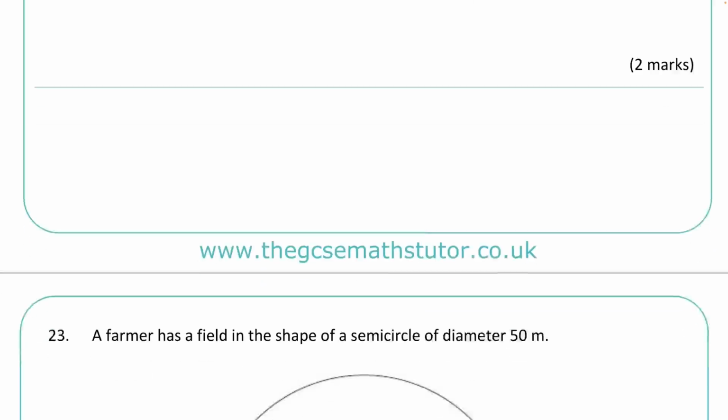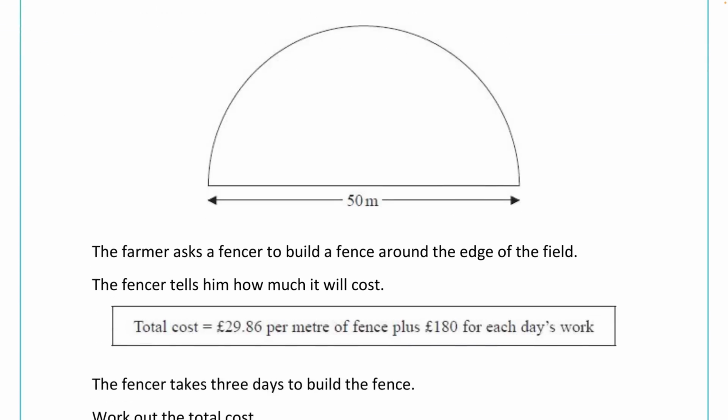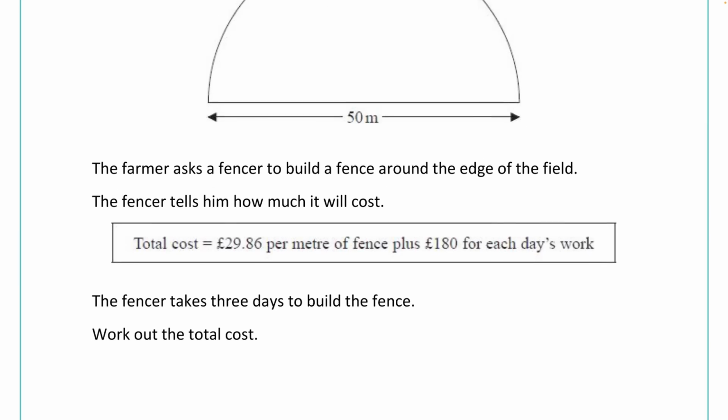Okay, our next question. We have a farmer has a field in the shape of a semicircle of diameter 50. The farmer asks the fencer to build a fence around the edge of the field, and the fencer tells him how much it will cost. So it's £29.86 per metre of fence plus £180 for each day's work. The fencer takes 3 days to build the fence.